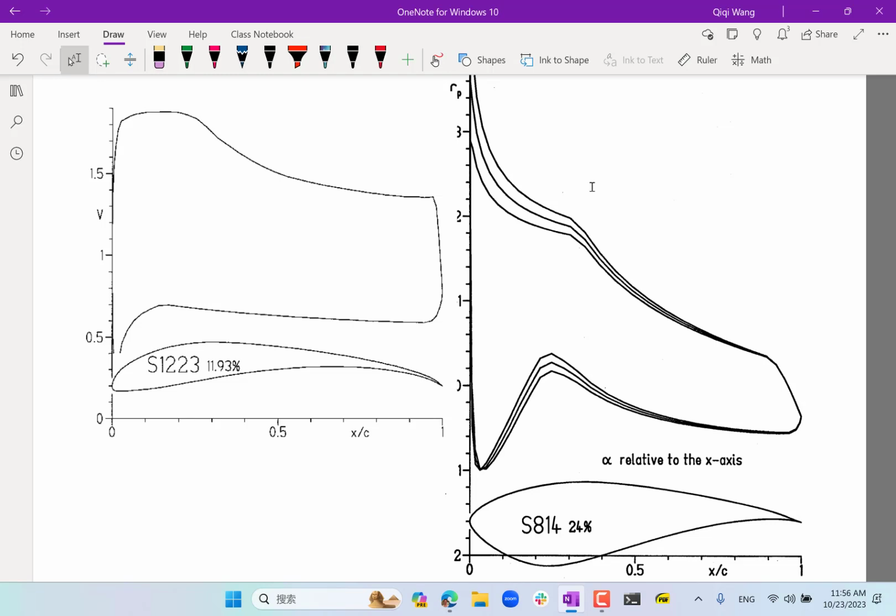And over here, it's designed to separate, right? That's basically trading drag due to separation over this region for additional lift, right? There is a pressure difference all the way to the trailing edge.